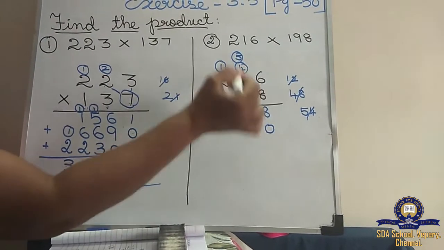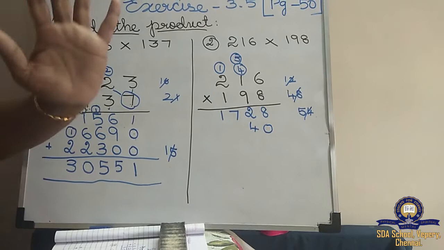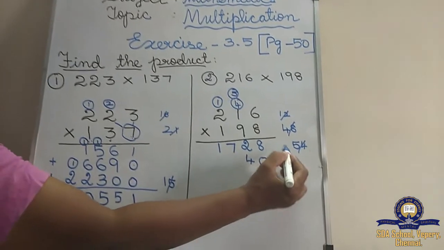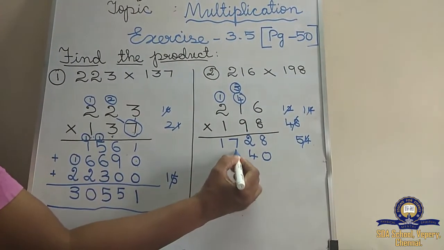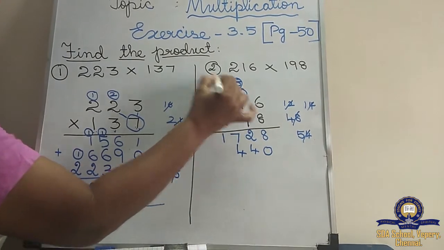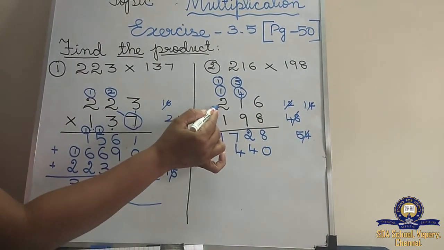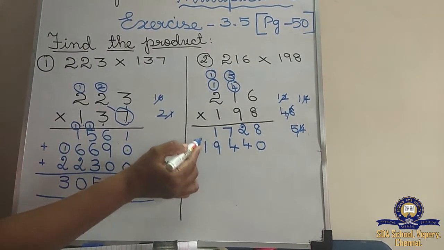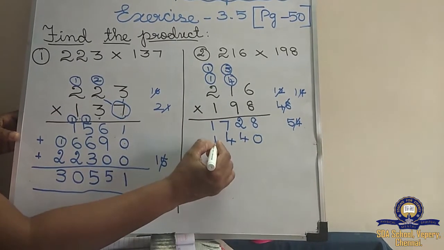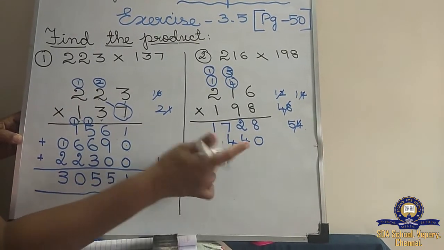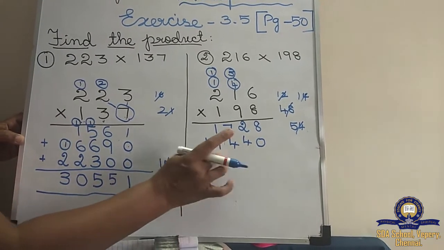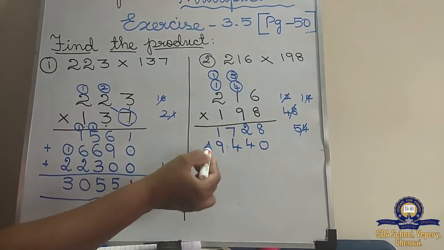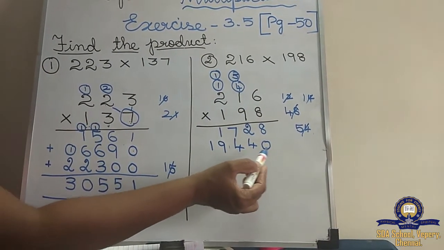9 6s are 54. And now 9 1s is 9. 9 plus 5, after 9, 10, 11, 12, 13, 14. 14, what do you have to put here? 4 you have to put here and bring 1 up here. 9 twos are 18. 18 plus 1, 19. Don't put 19 like this, or the sum will be wrong. You have to put 9 under 1 and 1 should be written separately. Understood? Now 216 multiplied by 9, what answer, children? 19,440.